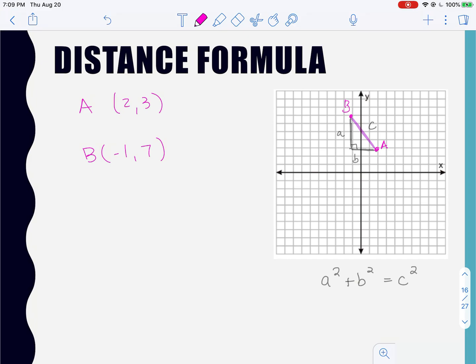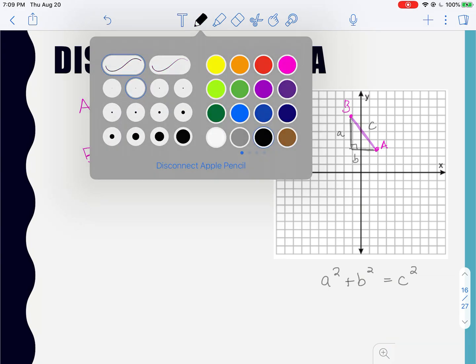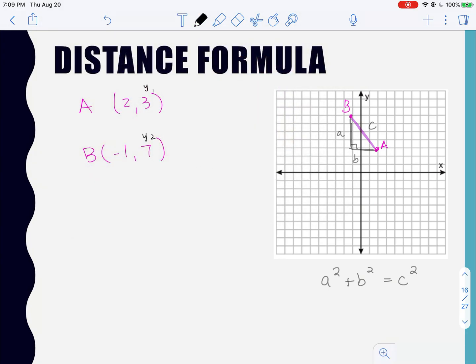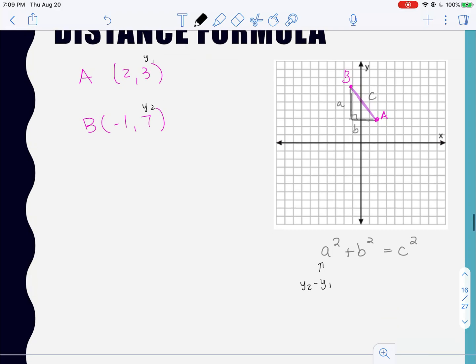Well, a is going to be the change in my y values. So it's going to be y2, which is 7, minus my y1, which is 3. So a is going to be 7 minus 3, so I'm going to get 4, and then I'm going to square it for the Pythagorean theorem. Then plus my b, which is going to be the change in the x's. So x2 minus x1, and my x2 is -1, and my x1 is 2, so -1 minus 2, I'm going to get -3 squared, and that's going to equal c squared.